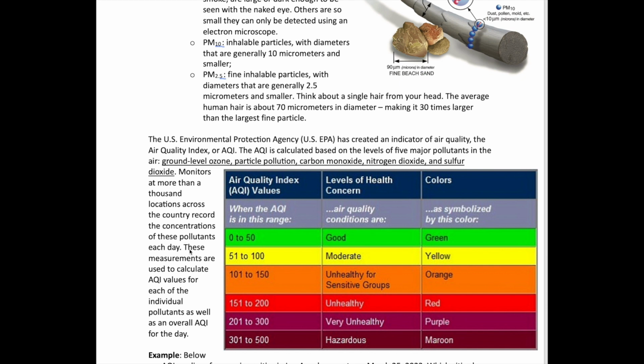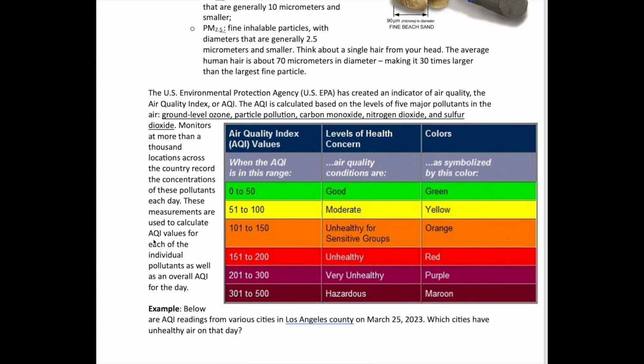There are monitors that are placed in different parts of the United States that monitor these air pollutants daily. In fact, if you work for organizations that are large enough, you have to submit this information to the AQMD, which is Air Quality Monitoring Detection, to tell them what is the quality of air in the area where the organization is located.